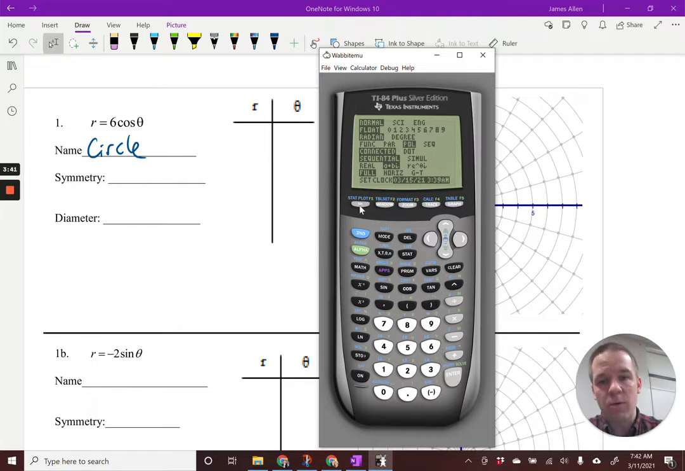Now what I can do is I can hit Y equals, but guess what? Now it's R equals. Go figure. So I can do, let's see here, 6 cosine, and then watch this. When I hit this X,T,theta,n button, guess what's going to pop up?